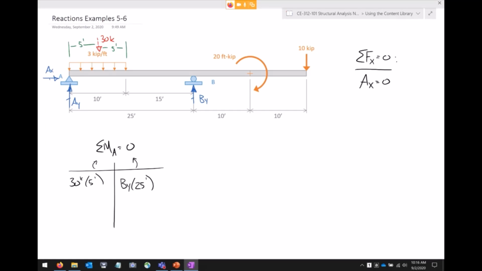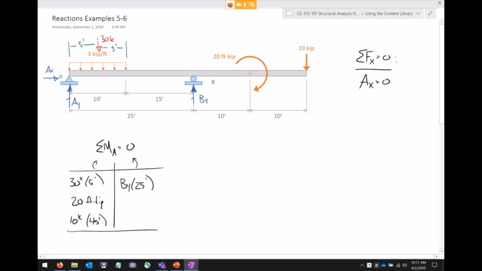So what do we do? We just add that to the left side. It's just a concentrated moment. We're summing moments. We just add the 20-foot kips on the left. Then we just keep on going and do the same thing with the 10 kips that we've done with our other loads. So this is 10 kips on the left times a moment arm of 25 plus 10 plus 10. That's 45 feet. And that's it.